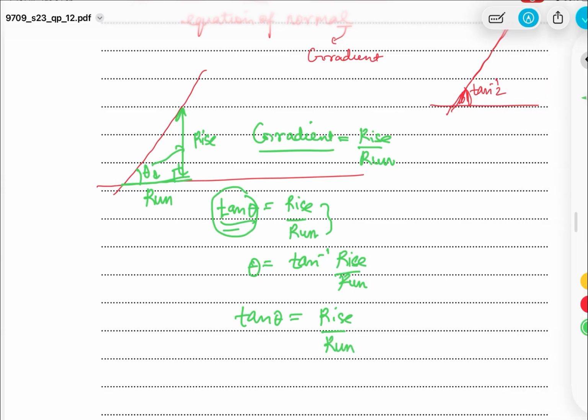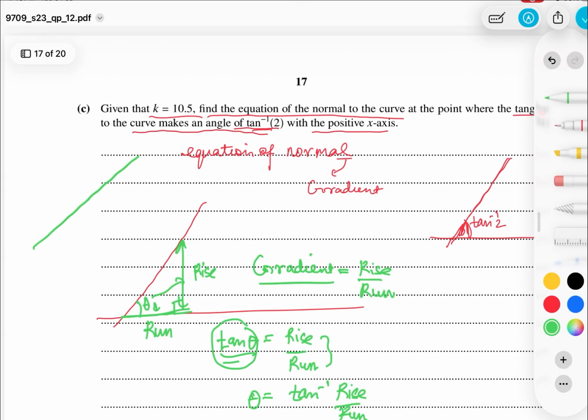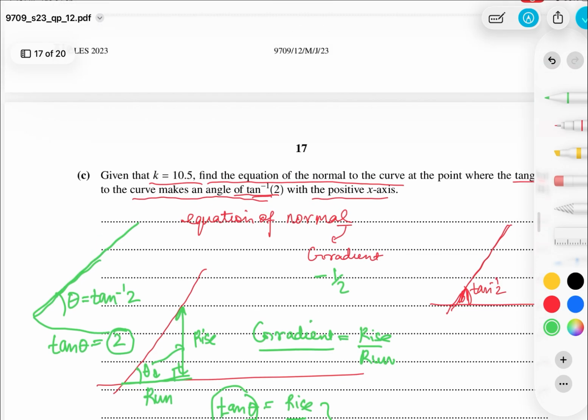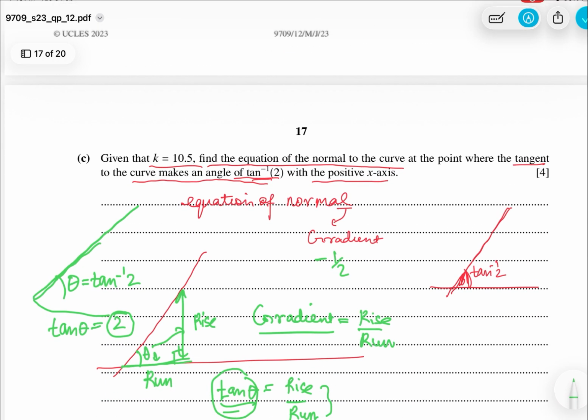So we have been given that for this tangent, this theta is tan inverse 2. So tan theta equals 2. So the gradient of this tangent is 2. So what would be the gradient of the normal? That would be minus 1 by 2. Okay. Now listen. We know the gradient.